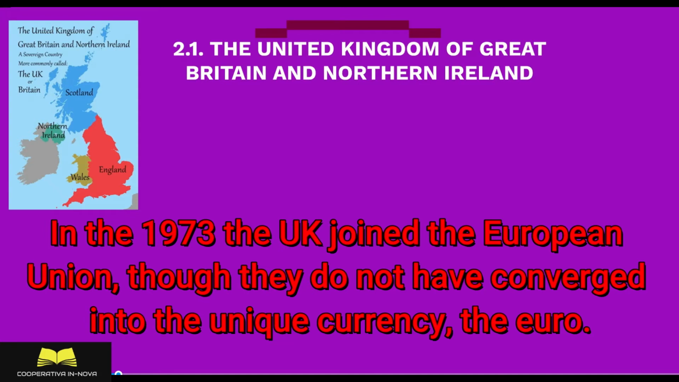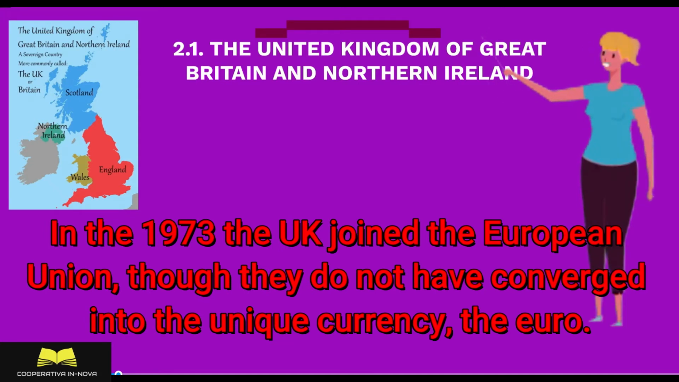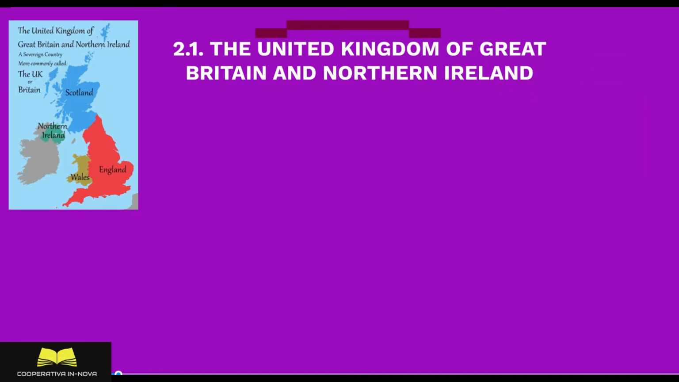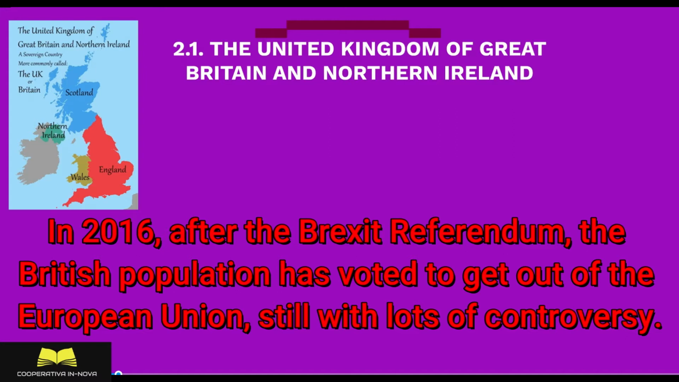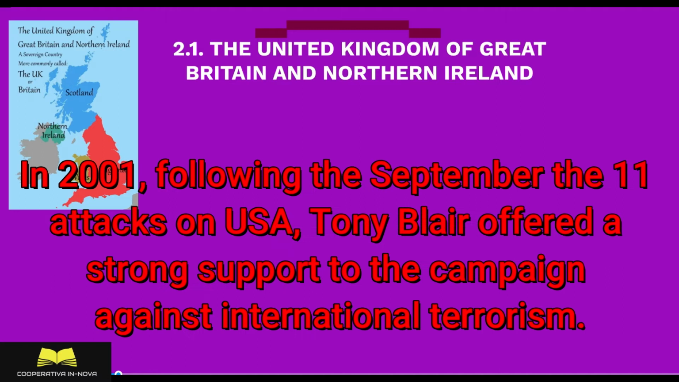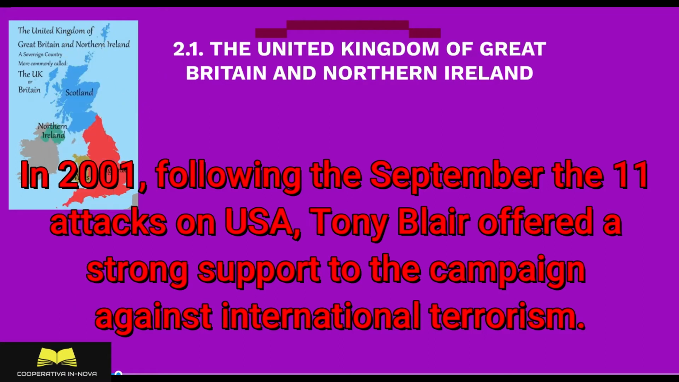In 1973, the UK joined the European Union, though they have not converged into the unique currency, the euro. In 2016, after the Brexit referendum, the British population voted to get out of the European Union, still with lots of controversy. In 2001, following the September 11 attacks on the USA, Tony Blair offered a strong support to the campaign against international terrorism.